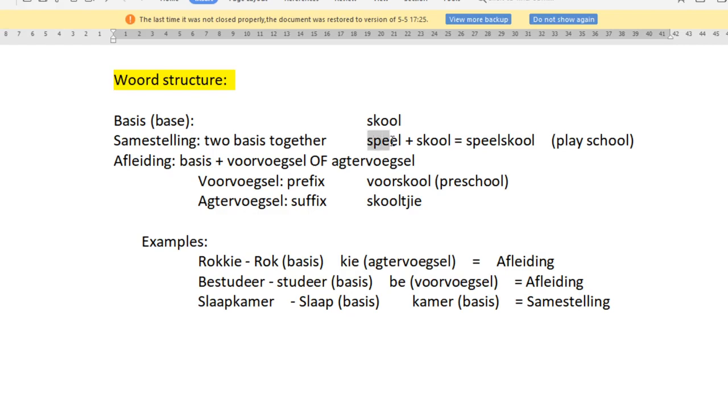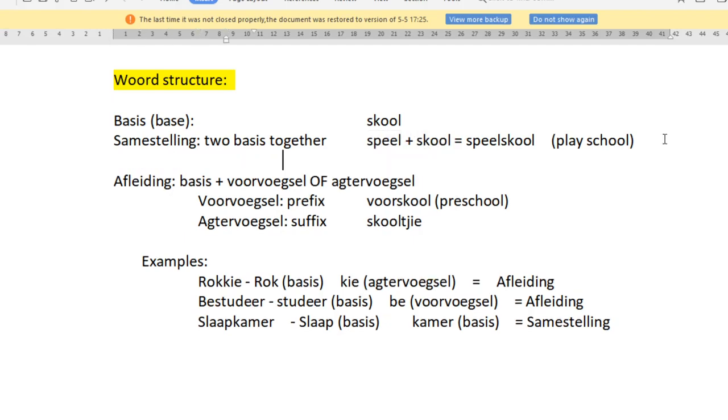So we've got skool, let's keep skool there, and we've got speel. So this is a base plus a base. Kom ons skryf dit so. Basis plus basis is gelyk aan samestelling. So base plus base is samestelling. So speelskool is 'n samestelling. That means play school.